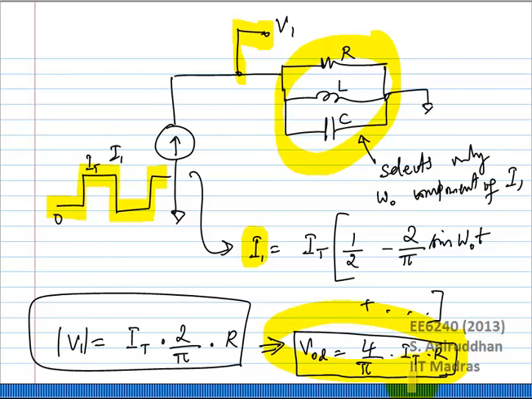Just note the error, okay? It is actually V1 should be IT times 2 by pi times R, not 1 by pi times R. That was a small error in last class. But output amplitude was an important characteristic that we actually defined. So now we need to see if these two oscillators are different in terms of output amplitude.